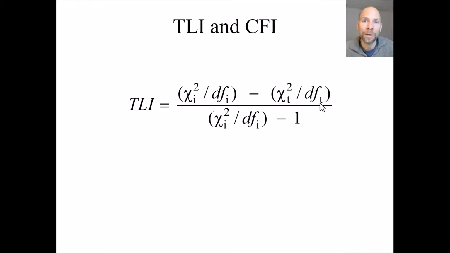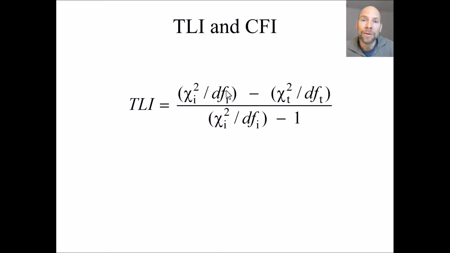The worse a model fits, the larger the chi-square value will be. And so when the independence model, I should say, the baseline model, fits a lot worse than the target model, then this difference will be magnified. So then you will have a large value in the numerator because there will be a large difference when the ratio on the left hand side is much larger than the ratio on the right hand side. And so this index will become larger, indicating better fit.